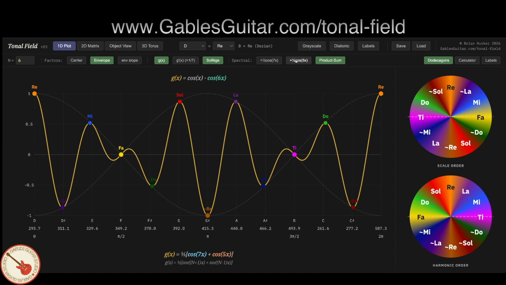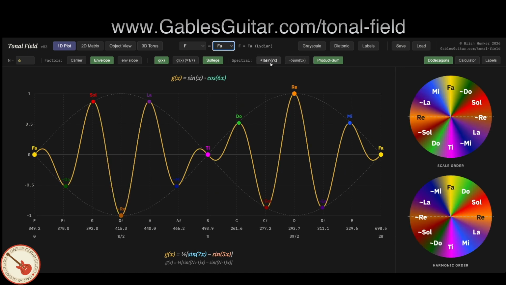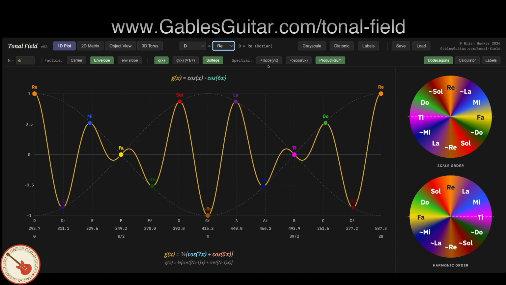The spectral components are surfaceable here, the 1/2 cosine 7x, the 1/2 cosine 5x. Interestingly enough, by the way, the labels of these buttons are dynamic. So when we're in fa rotation, they're actually sine terms and the sine minus sine. And when they're in re, they are cosines that add. They're the same curve. They're just shifted by 90 degrees.